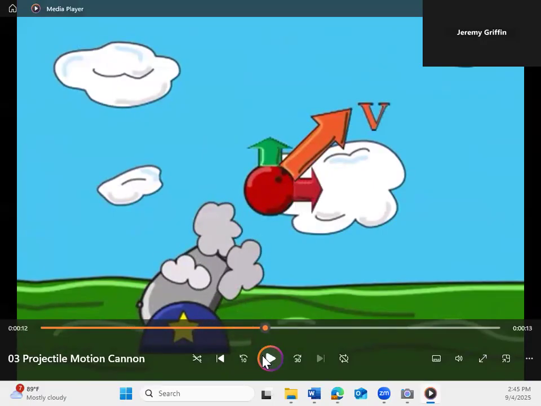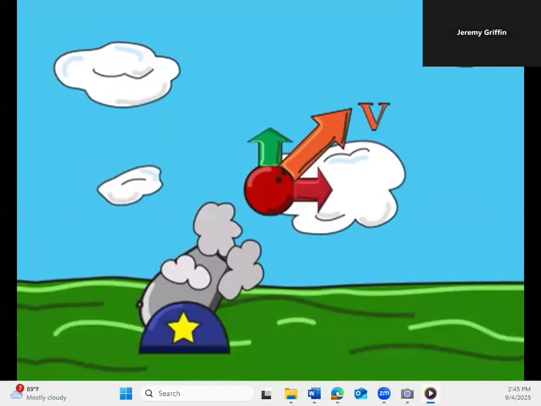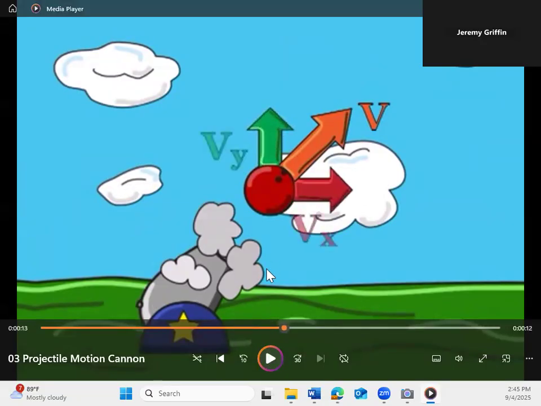Oh, hold on, my screen froze. All right, there we go. All right, here we go. All right, so actually, if I rewind a little bit, right there, here we go. So we're going to blast a cannonball. It looks like, could V stand for velocity, which is like speed, but also there's a direction with this. It's like up and to the right.